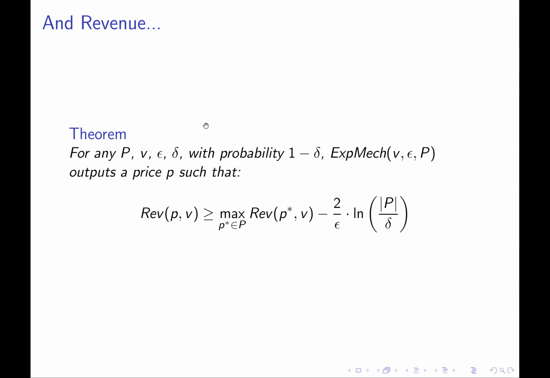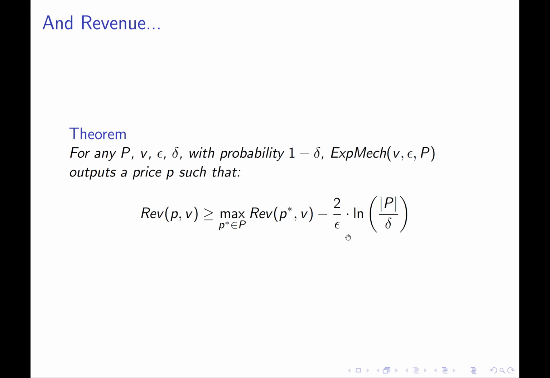we can pick our favorite failure probability delta and be guaranteed that with probability 1 minus delta, the exponential mechanism will give us a price that is pretty good, meaning the revenue of the price output by the exponential mechanism will be comparable to the revenue of the best price out of all of the prices the exponential mechanism could have output, possibly worse by a little bit, where a little bit will be proportional to 1 over the privacy parameter epsilon times the log of the number of prices we gave it access to divided by our failure probability.